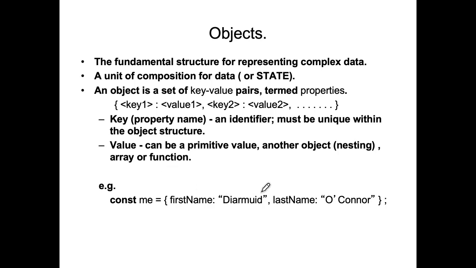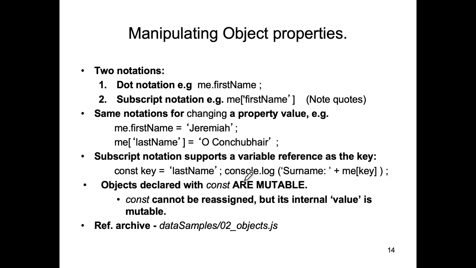Here's a very simple declaration of an object. I've decided to use const in this case, but that's okay. So in this particular object, it has two properties, one called first name and the other one called last name. And it happens to have strings as their values, but the values could be of mixed type. They don't all have to be of the same type. Once you declare an object, typically what you want to be able to do is manipulate it, i.e. access particular properties within an object, change properties within an object, add new properties, remove properties. How do we do all of these things?